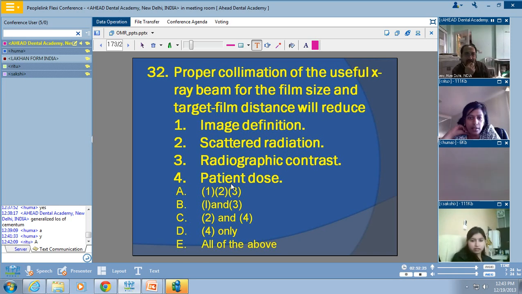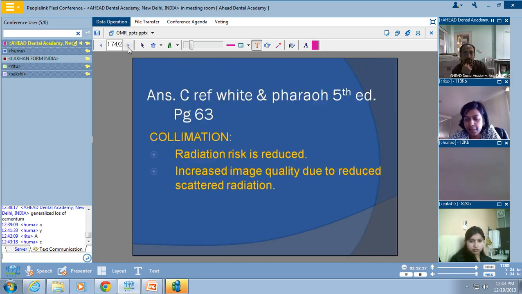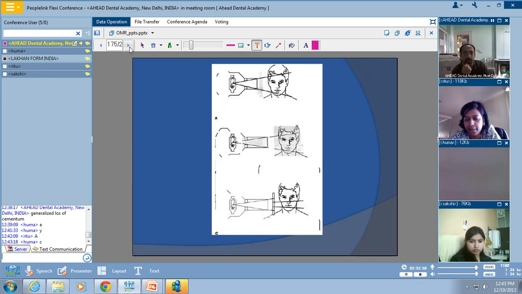Well, when we place a collimator, what happens? Remember, a collimator is made up of lead, isn't it? This is how a collimator is placed. It results in the formation of this. And ultimately, what does the collimator do?